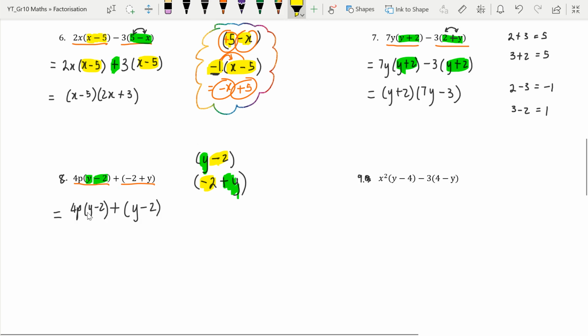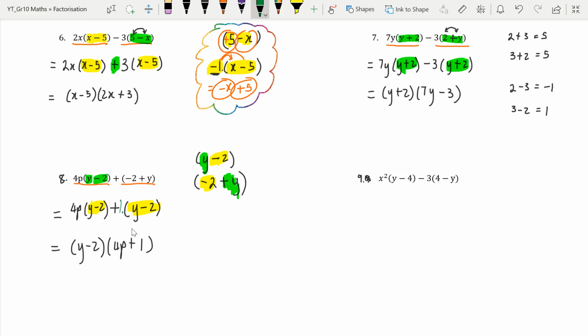We've got our common brackets. There they are. We can go ahead and take out the common bracket. The leftover in the first term would be 4p, and the leftover in the second term would be 1. Remember? That coefficient of 1 there. There isn't nothing left. There is 1 left. Okay, last one. Number 9.